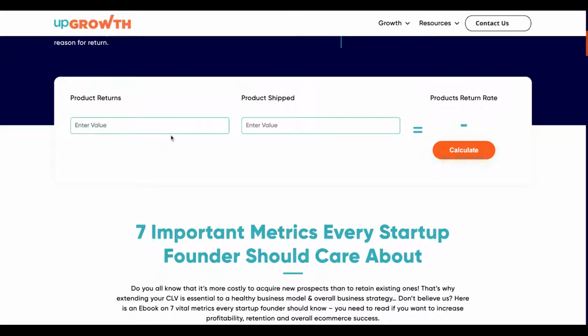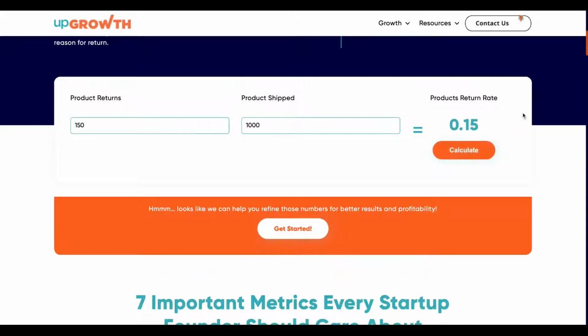Now let's look at an example. Imagine you shipped 1,000 products in the last month. Product shipped refers to the total quantity of products shipped to customers in the same time frame. So last month, let's take 1,000 products shipped, and during that same period you received 150 product returns. Simply hit calculate and you get your product return rate. This means for every 100 products shipped, 15 products were returned.